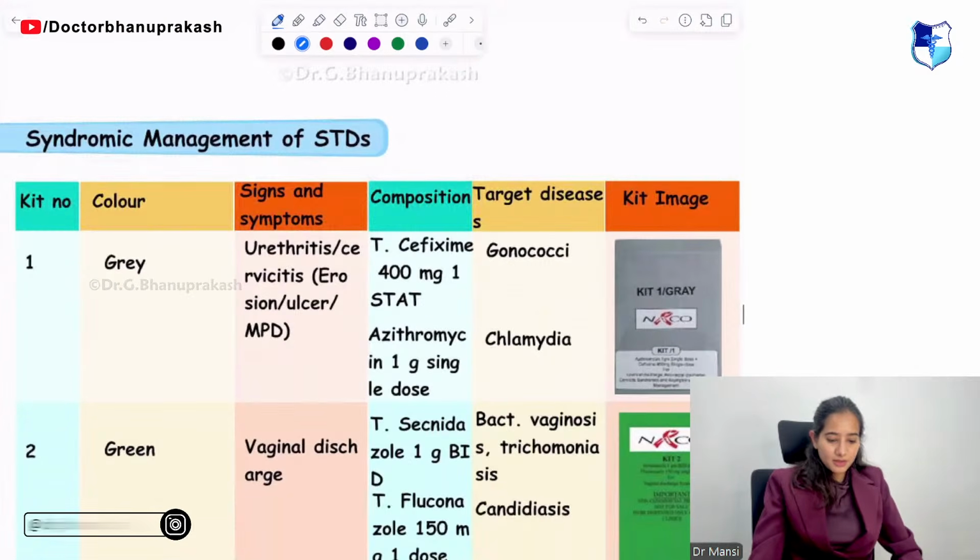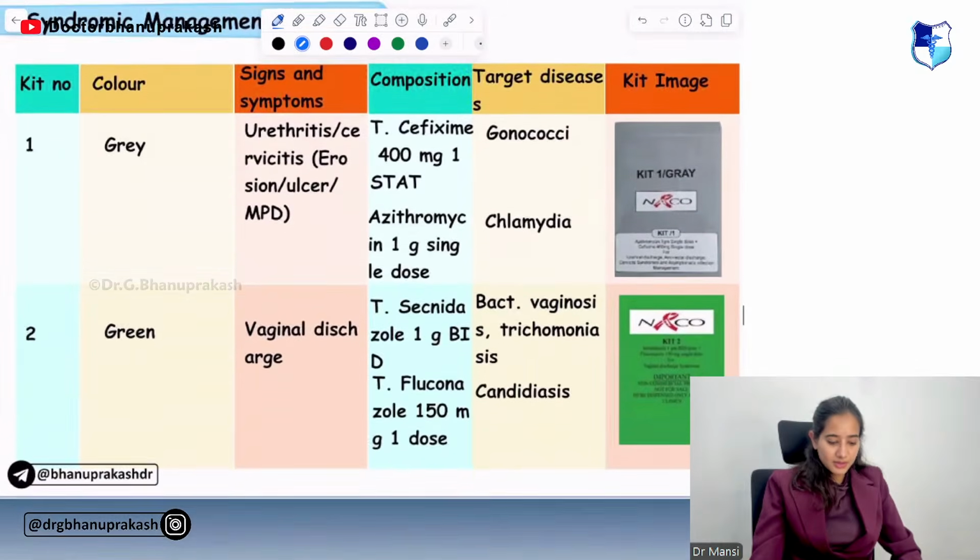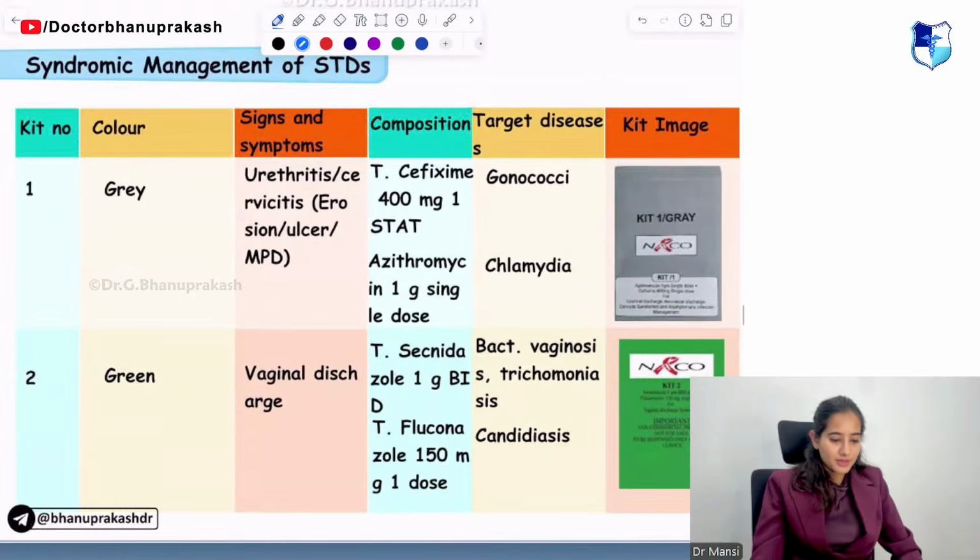And then all of us know that this is one of the important topics, the syndromic management of STDs. This is an overlapping topic.